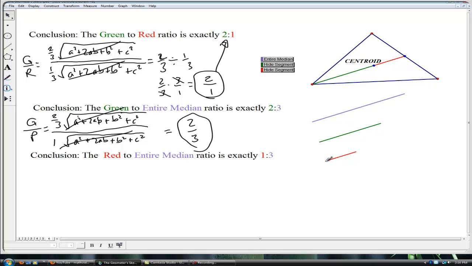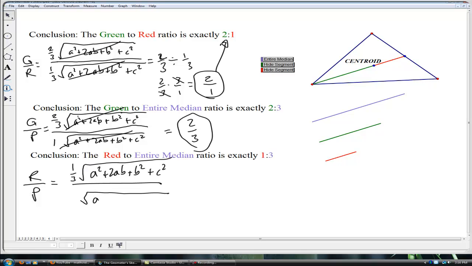Our last comparison, we're comparing the red distance to the purple distance. So our red to purple ratio, the whole distance, which is the square root of a squared plus 2ab plus b squared plus c squared. These reduce, and we get 1/3 divided by 1, which is 1/3, 1 to 3. So there we have our 3 ratios.